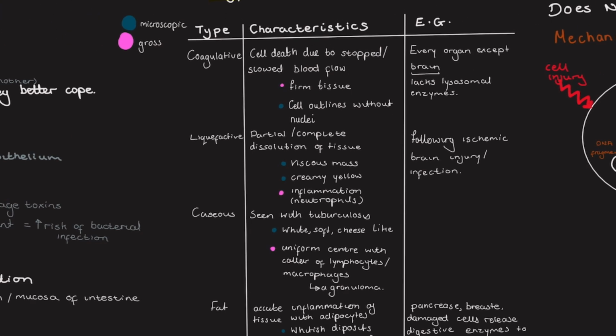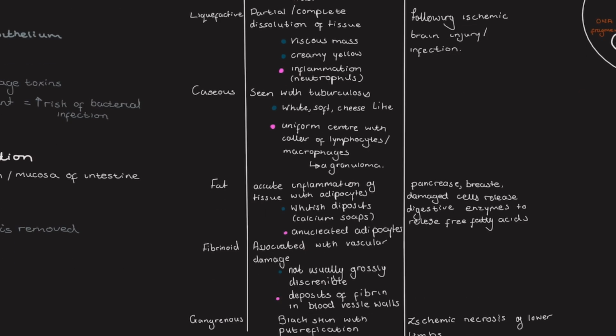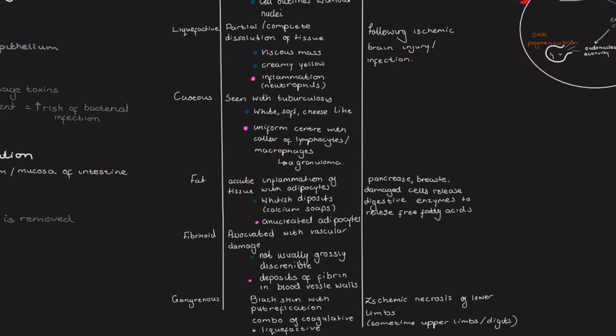As well as there being different types of cell death, there are different types of one type of cell death. So there are six different types of necrosis. I'm not going to go into too much detail. There is a huge table that I made here. Feel free to screenshot it and read through it if you like, but I'm just going to tell you what they are. So there's coagulative necrosis, liquefactive necrosis, caseous necrosis, fat necrosis, fibroid necrosis, and gangrenous necrosis.